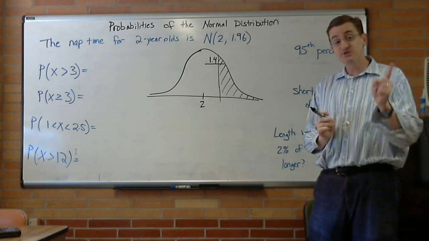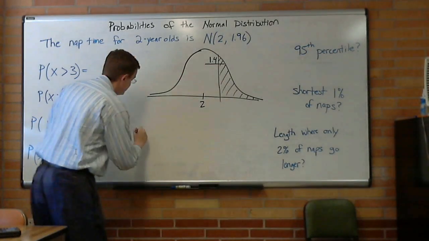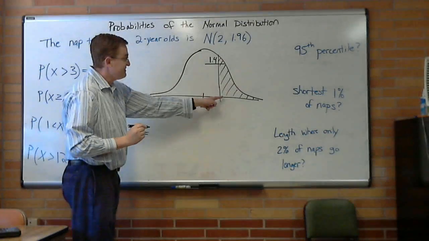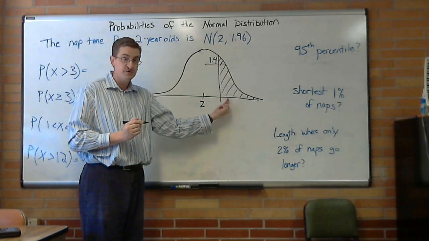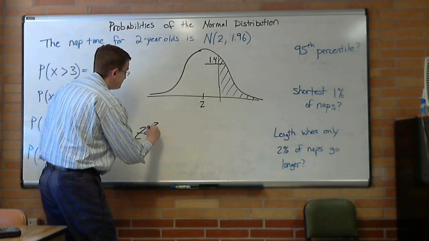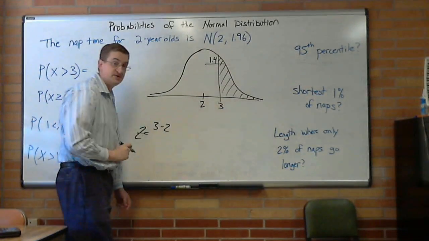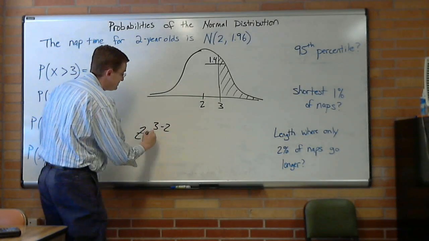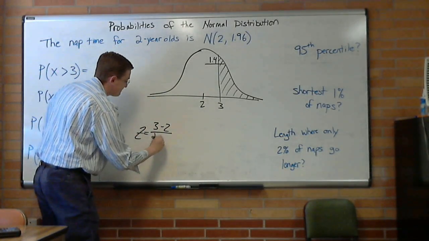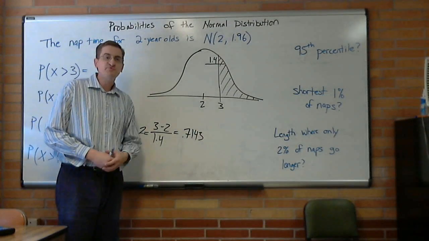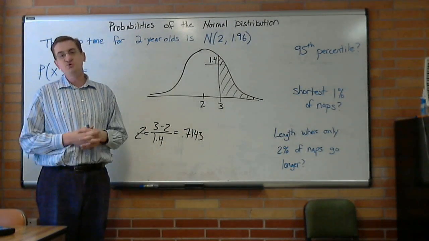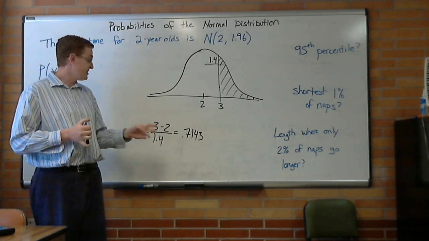How do I find out? First step, I'm going to do the z-score. Z says, how many standard deviations away is this? It's less than 1 standard deviation, because 3.4 would be 1 full standard deviation. I'm going to take 3 minus 2. 3 is what I want to know. 2 is my mean. Over that 1.4, that gives me a z-score of 0.7143. In the homework, 2 or 3 decimal places is about right.